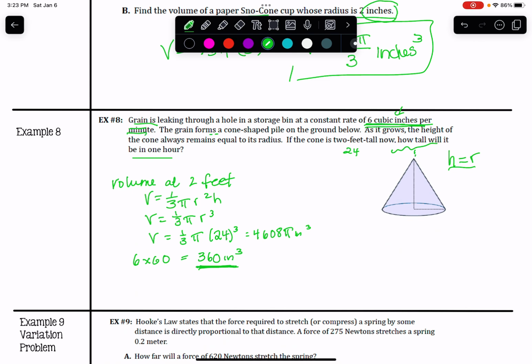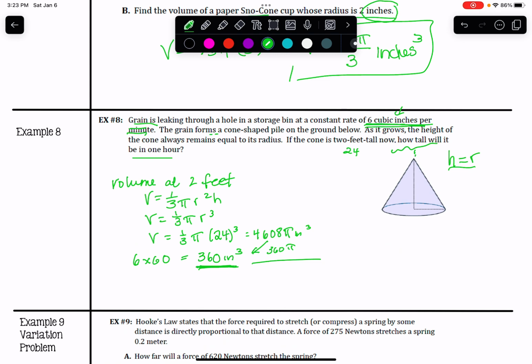All right, so at 2 feet, we had that volume, and then we added that much volume to it, so we can put that together. So add 360 to that. So we get, let's just multiply out by pi too. Is it 360? It's not 360 pi, it's just 360.